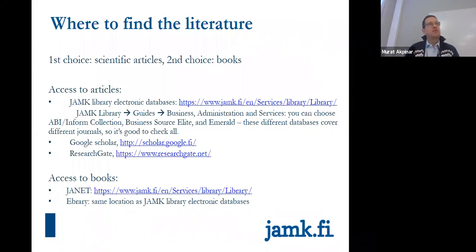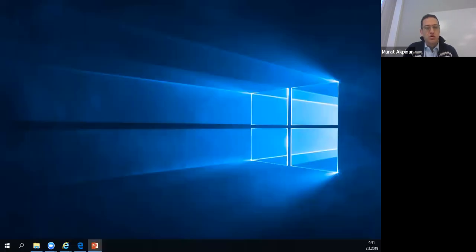So textbooks are not the first choice. Books are okay, but more we are looking into scientific articles. And where do we find scientific articles? I have three choices for you. First of all, out of those three choices, of course, we have the YAMK library electronic databases. We'll go into and search how to look into those.